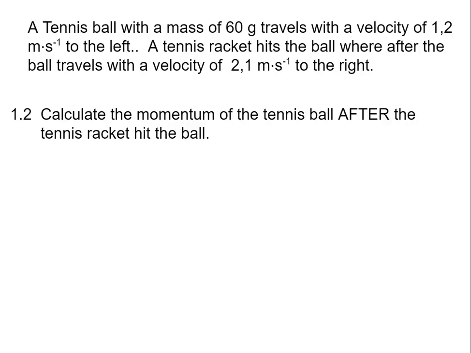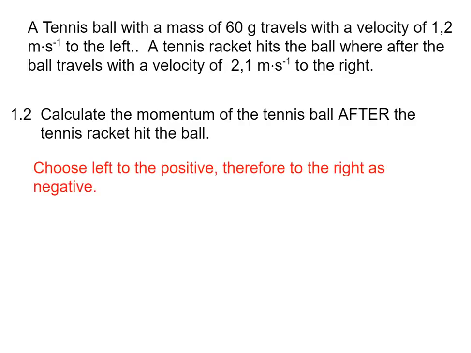Okay, and if we calculate the momentum of the ball afterwards, it's pretty much the same story. First, I choose a direction. Stick to the direction in a problem, that is continuously the same for all the different sums in a specific problem. In the previous one, 1.1, I chose left to be positive, so I'm going to stick to that, and therefore this ball is now traveling to the right, so it's going to have a negative velocity.